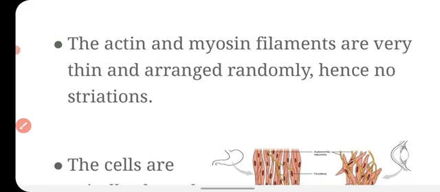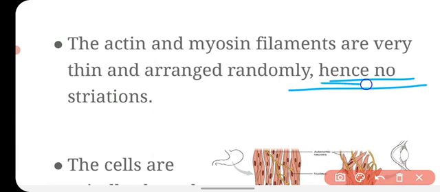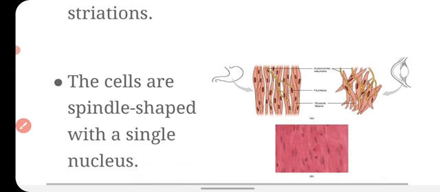The actin and myosin filaments are very thin and arranged randomly, hence no striation. They have no dark and light bands. That's why they are called unstriated muscle.